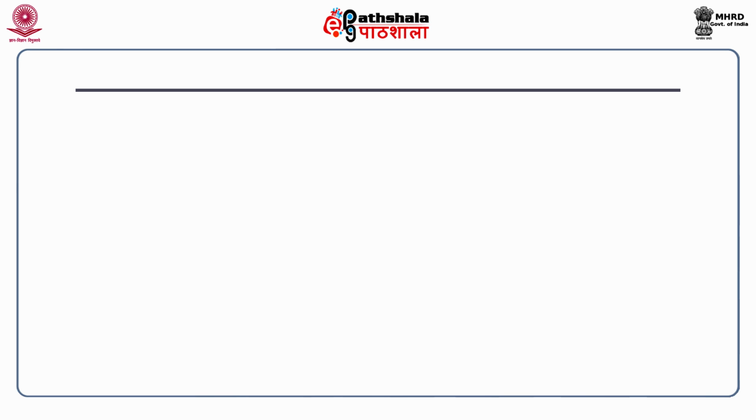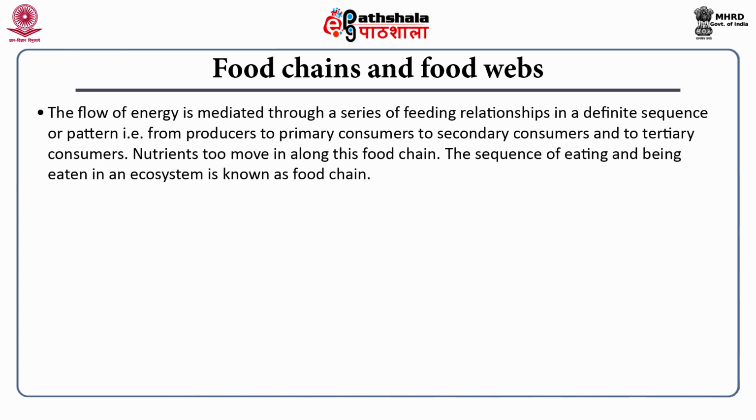Let me try to understand food chains and food webs. The flow of energy is mediated through a series of feeding relationships in a definite sequence or pattern, that is from producers to primary consumers to secondary consumers and to tertiary consumers. Nutrients also move along this food chain. The sequence of eating and being eaten in an ecosystem is known as a food chain.